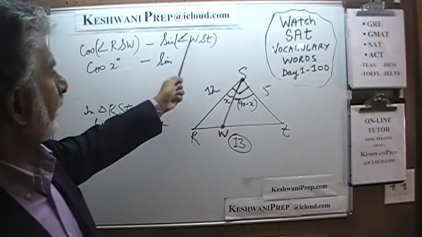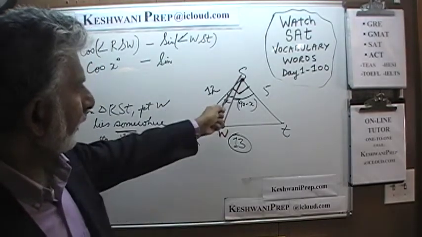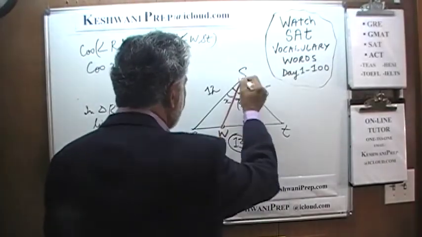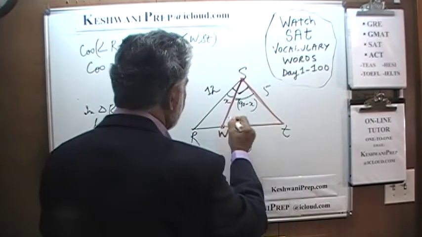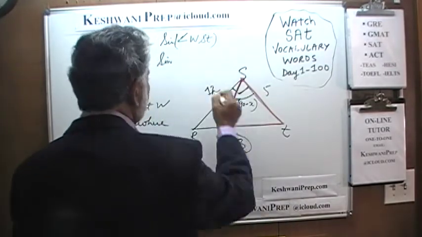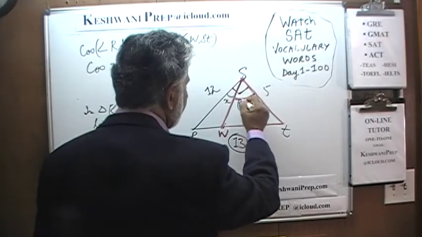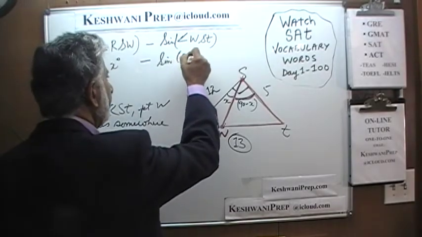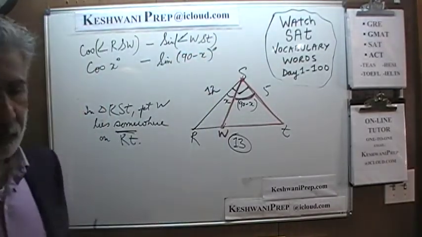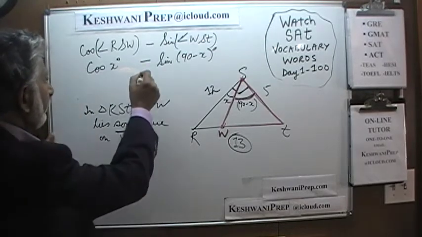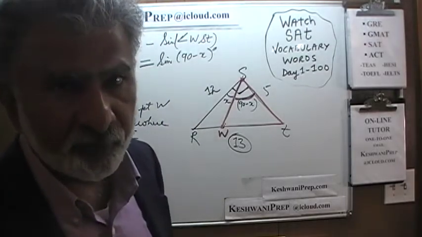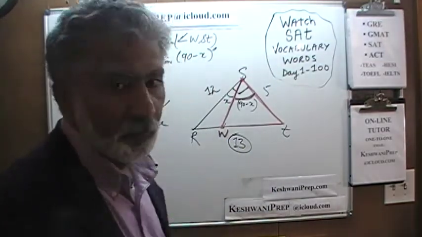of angle WST, right here. We're looking at this angle right here, 90 minus X, sine of 90 minus X degrees. But we just saw a little while ago that this quantity is equal to this quantity. Cosine of X is equal to sine of 90 minus X, or if you like, the sine of X is equal to cosine of 90 minus X.